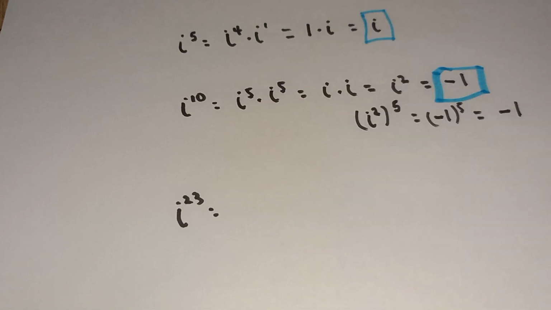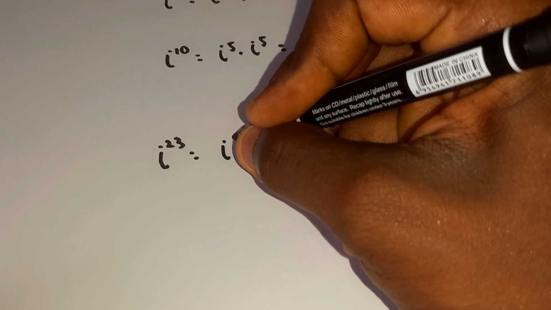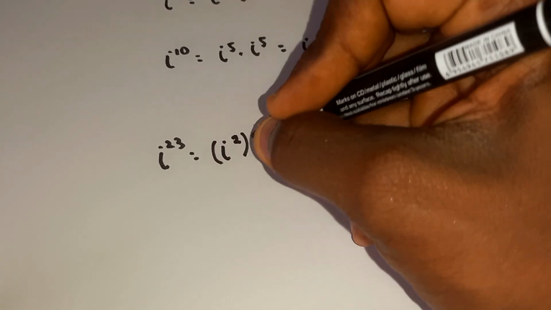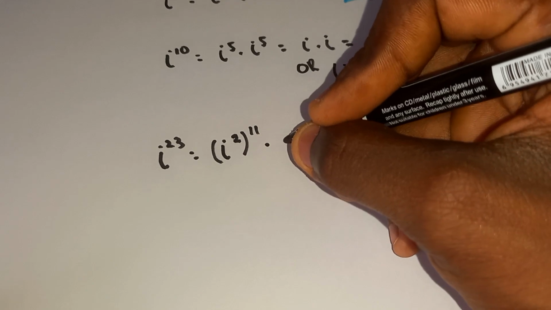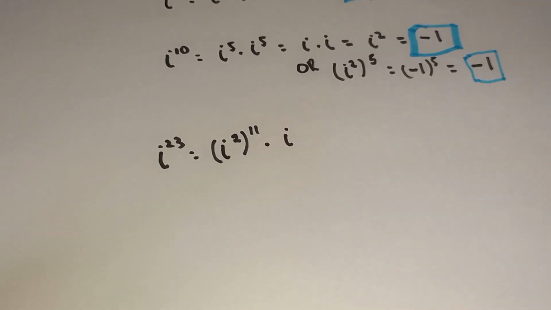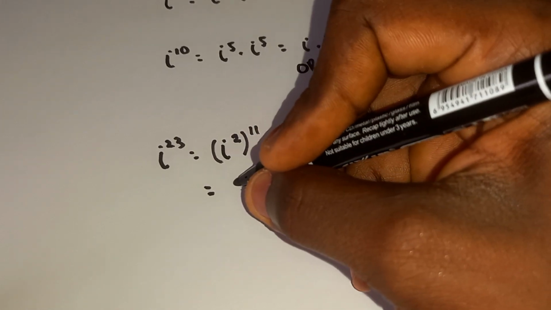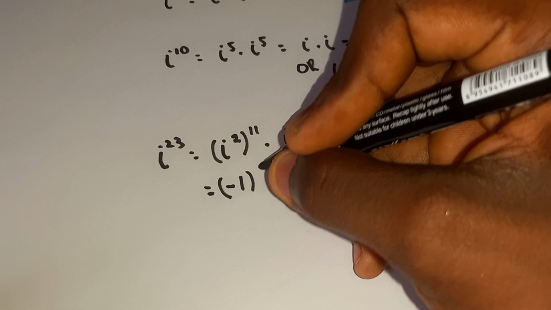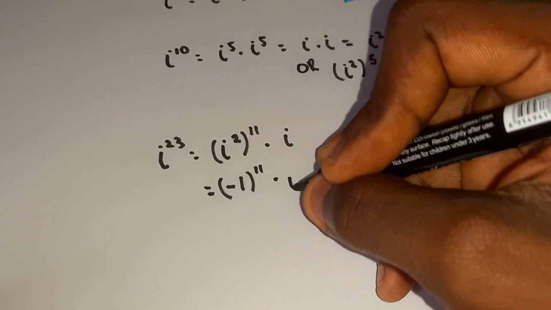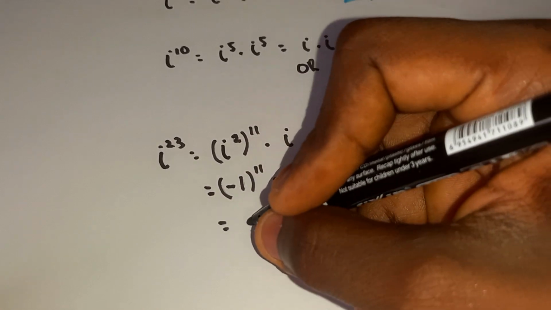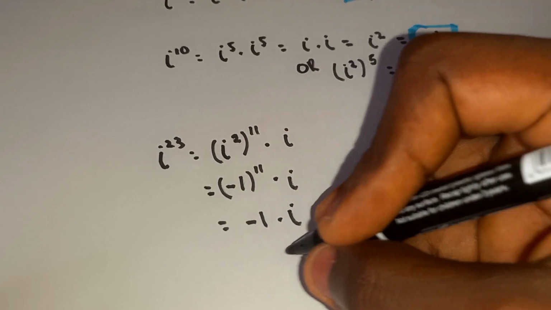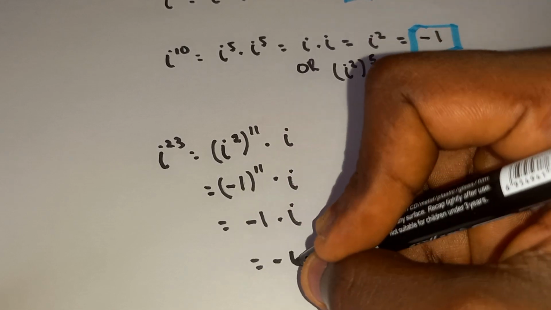Let's solve the last one. With this, we have the same trick we used earlier. That's 2 raised to the power 11 times i, because 2 times 11 gives 22. 22 plus 1 gives us 23. So we know that i raised to the power 2 is -1. -1 raised to the power 11 times i. Punching this, we have this to be -1 times i. So we still have this to be -i.